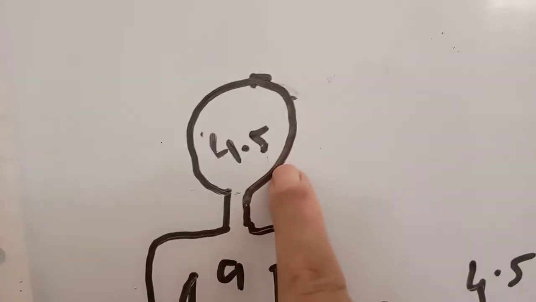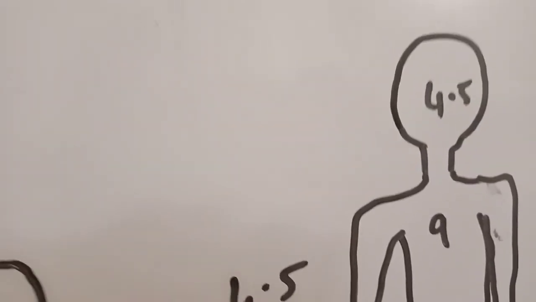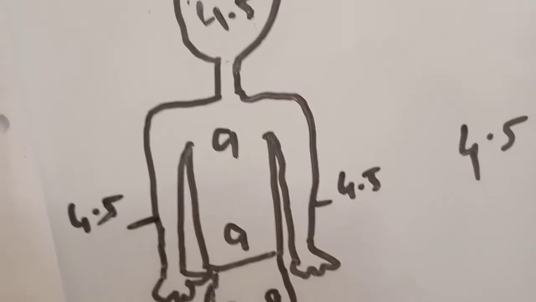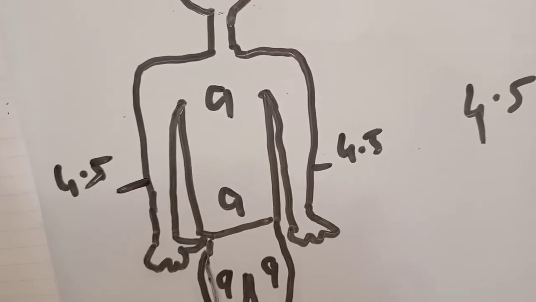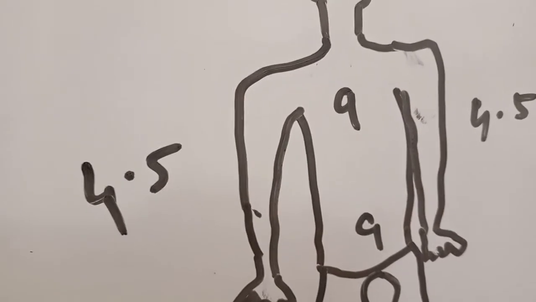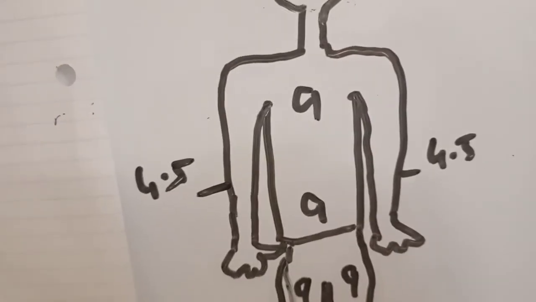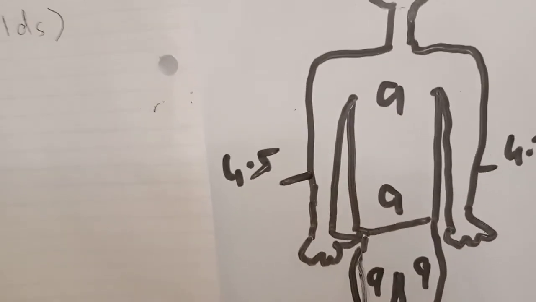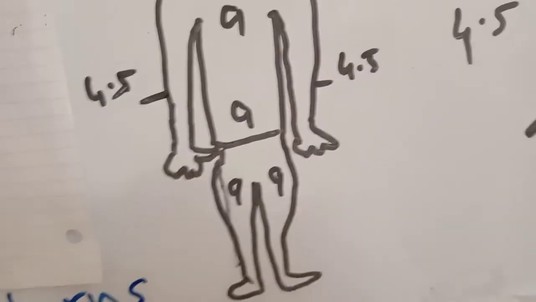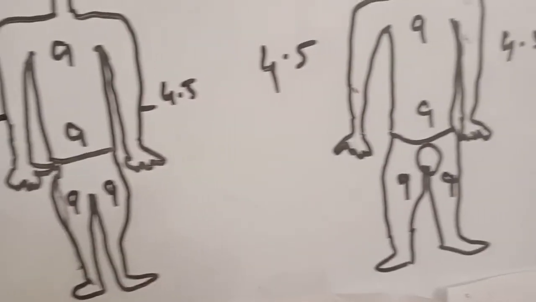4.5% for front, 4.5% for back. 1 nine for head and neck, 1 nine for front of the chest, 1 nine for front of the abdomen, 1 nine for back of the chest, 1 nine for back of the abdomen. 1 nine for each arm, 4.5 for front, 4.5 for back. 2 nines for each leg, 1 nine for front of leg, 1 nine for back of leg.